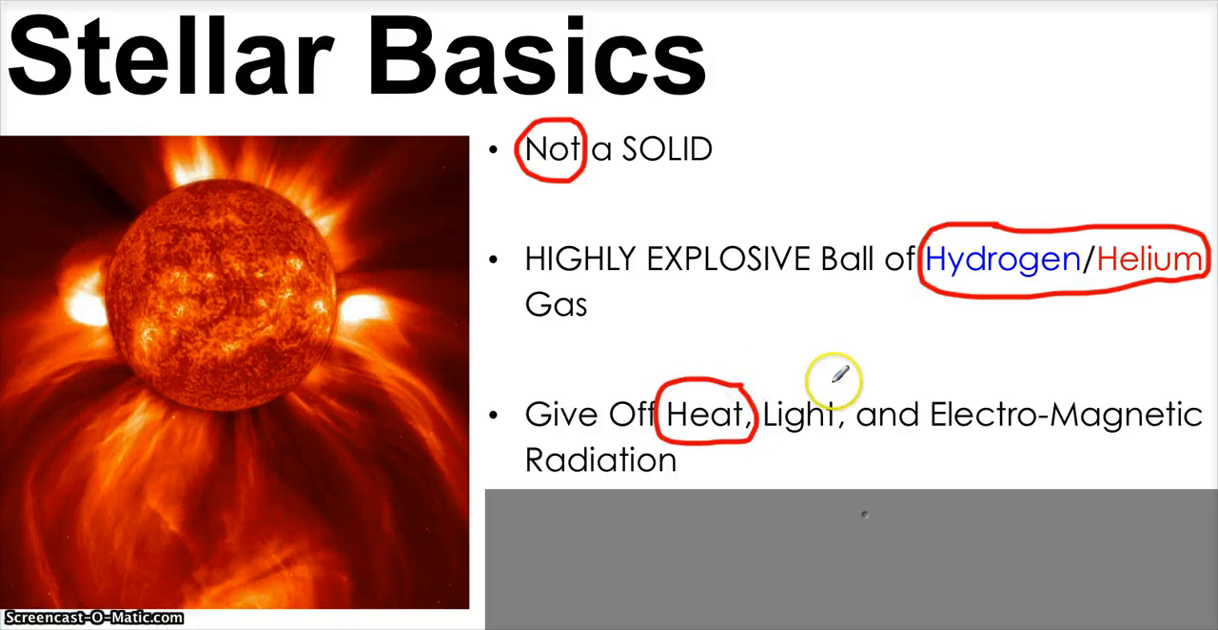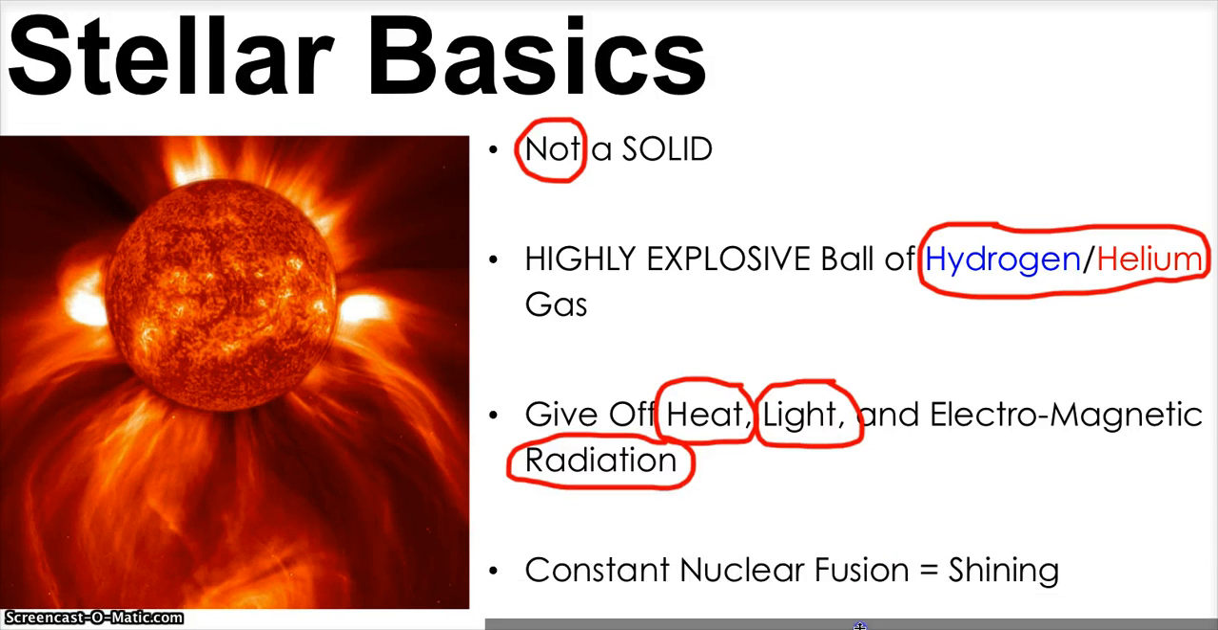Of course, we know that from our star. They give off light. Again, we know that from our star. You can walk outside and see it. And they give off something that you may not know about, electromagnetic radiation. This is the important word there. They give off radiation. And this is the reason why we have to wear sunscreen when we go out in the sun, because radiation is very damaging to our cells.